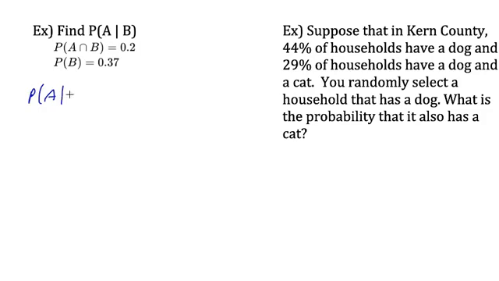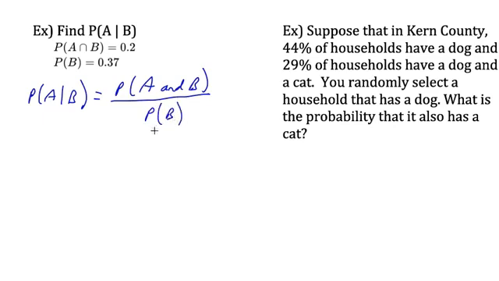And we know that the probability of A given B equals the probability of A and B divided by the probability of B, because this is really a statement about the probability of A. All right, and we do know what the probability of A and B equals. It's 0.2. And we know what the probability of B equals. And when we work that out, we get 0.541.